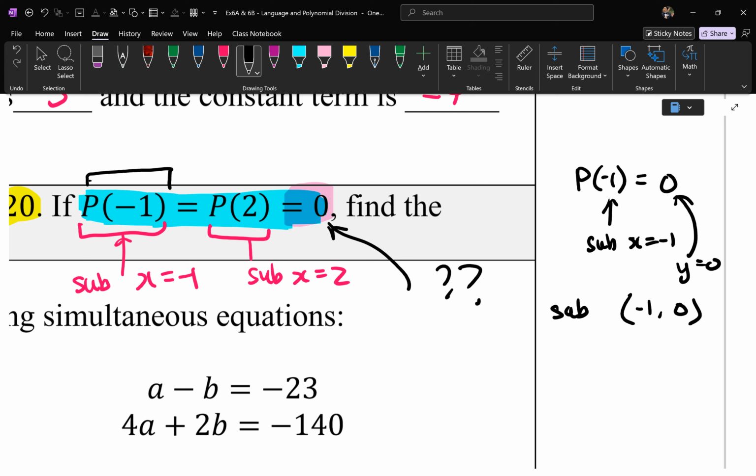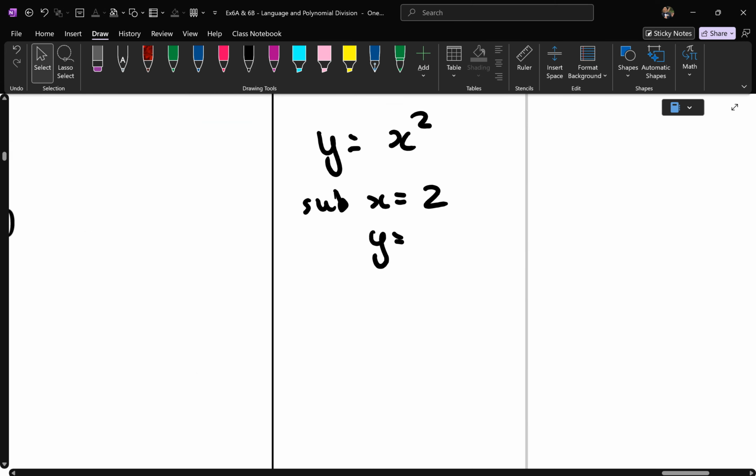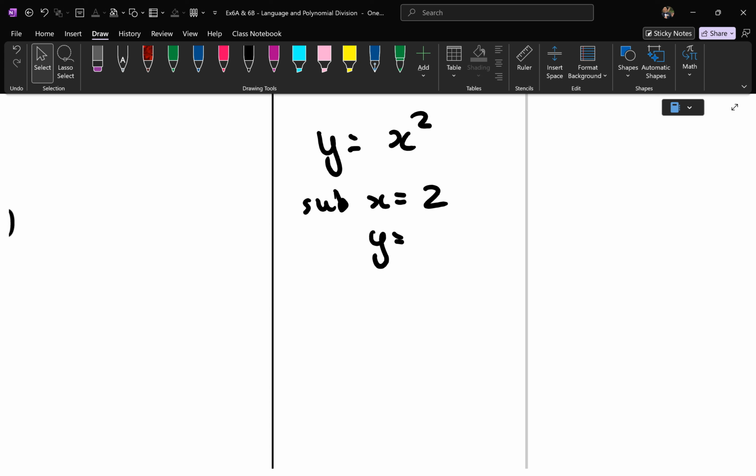Okay, so this is revising chapter 5. P of -1 just means sub -1 into the function. Whatever the result is, that technically is your y value. It's like saying this. Y equals x squared. If I said sub x equals 2, we know that the result y should be, what would that be? If I gave you y equals x squared, sub x equals 2, then the y value should be? What's y equal to? 4. It's just 2 squared.